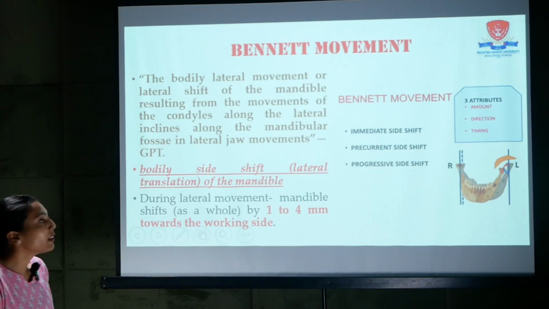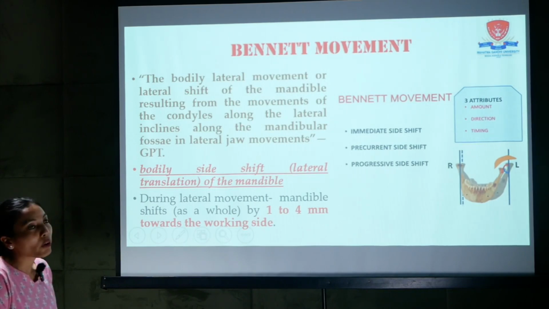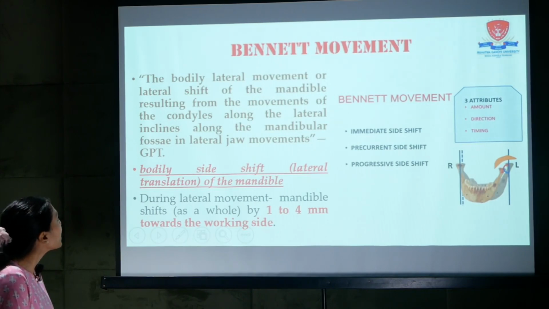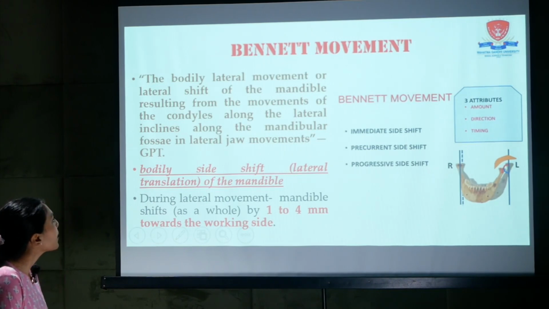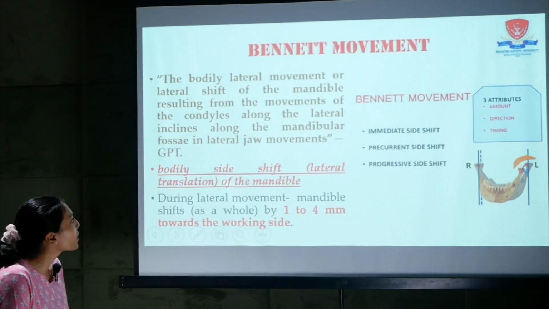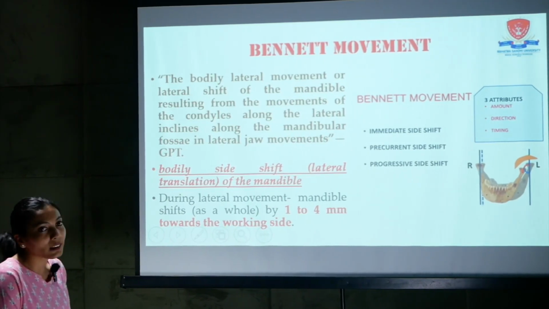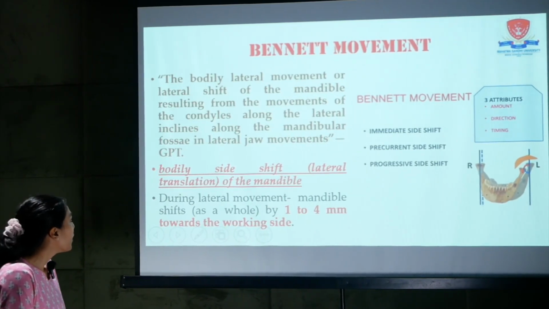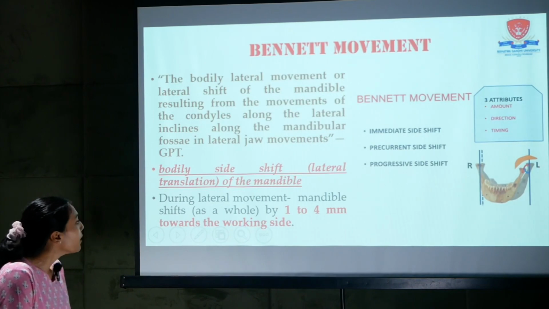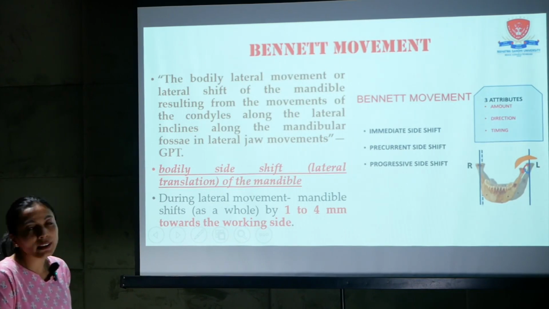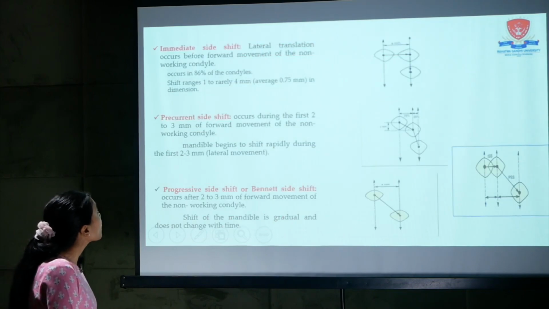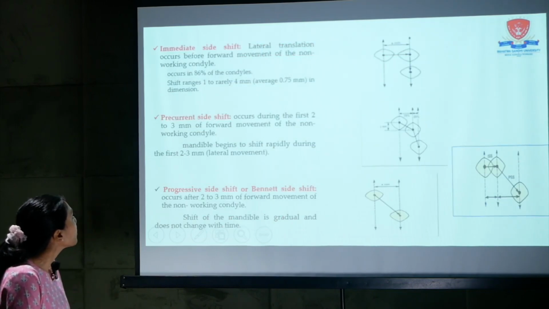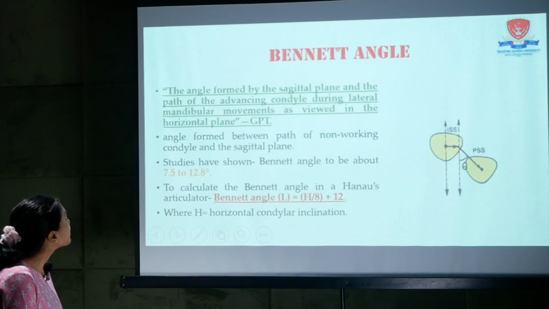What is Bennett movement? Bodily lateral movement or bodily shift of the mandible resulting from movement of the condyle along the lateral excursion incline along the mandibular fossa in lateral jaw movement. It is a bodily side shift of the mandible. During lateral movement, the mandible is shifted by 1 to 4 mm towards the working side. There are three types of Bennett shift: immediate, precurrent, or progressive.